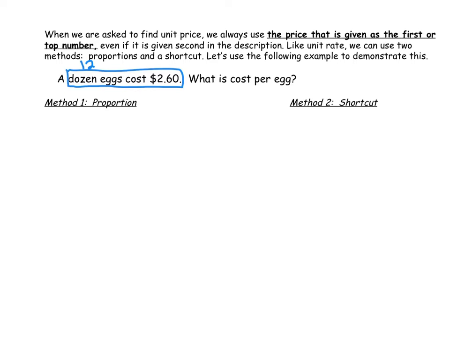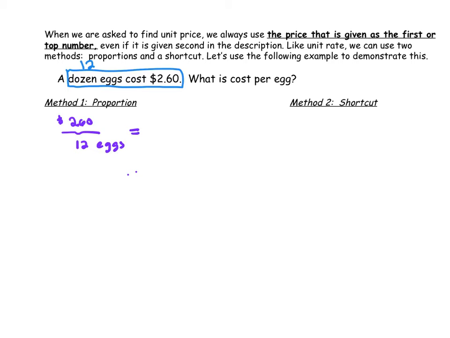In our last lesson on unit rate, we used the information in the order that's given. But when we work with unit price, money always comes first. So we're going to put $2.60. That money sign will serve as my label. And we're going to put 12, and we will label this eggs.